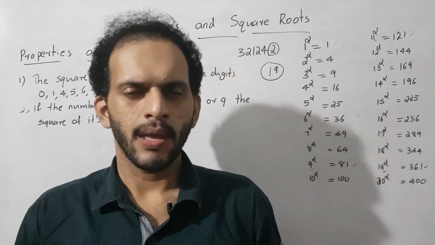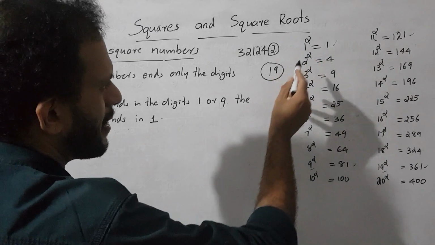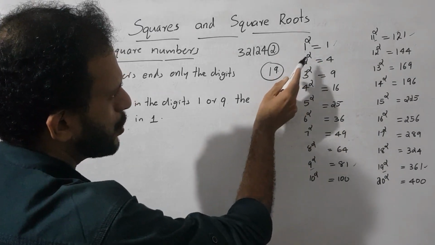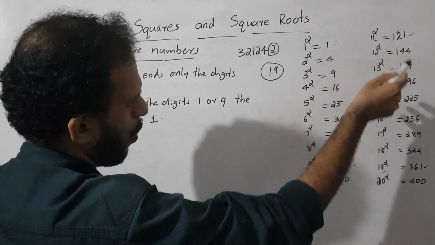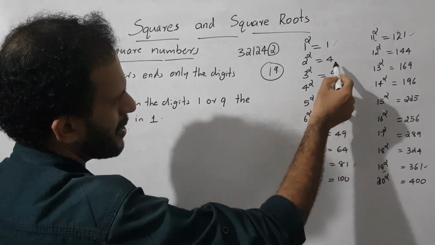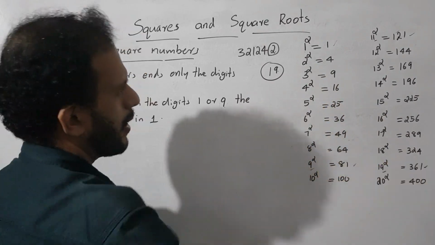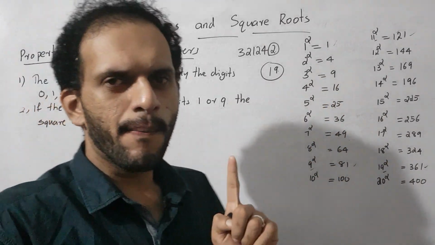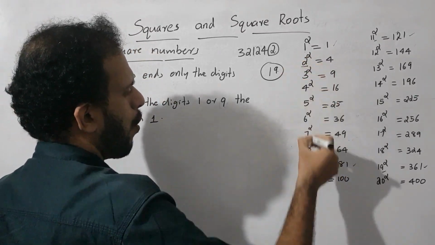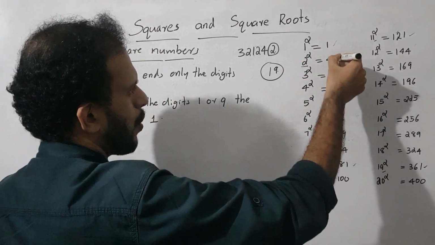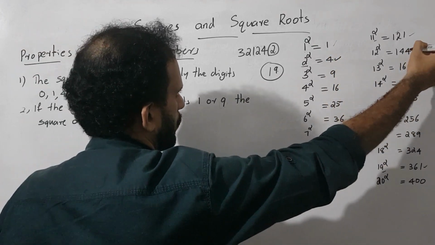Ends in 1. As like the next idea, if a number ends in the digit 2 or 8, the square ends only in the digit 4. If a number ends in the digits 2 or 8, the square ends only in the digit 4.